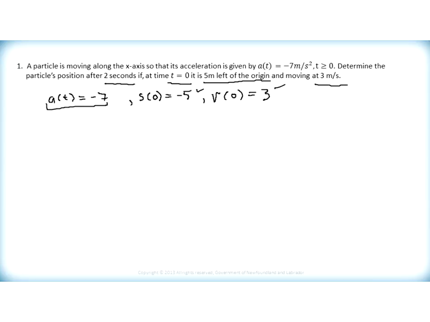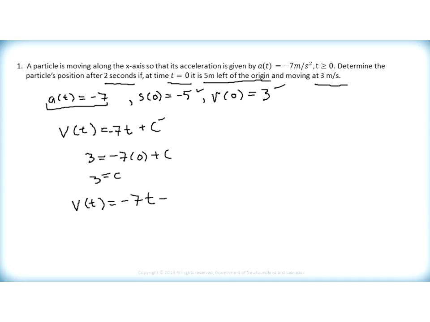Okay, so v of t then will be equal to -7t, whoops, there's the negative, plus some constant c. So I'm going to use my initial condition I have for velocity to get rid of this c. So I say that 3 equals -7 times 0 plus c. So then c is just equal to 3. Okay, so that tells me then that my velocity function, v of t, would be equal to -7t plus 3. Okay, so we've got that bit worked out.